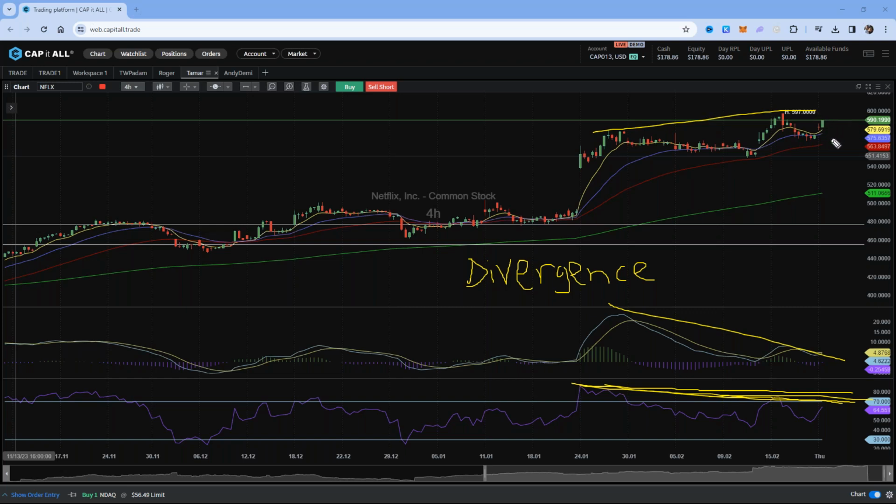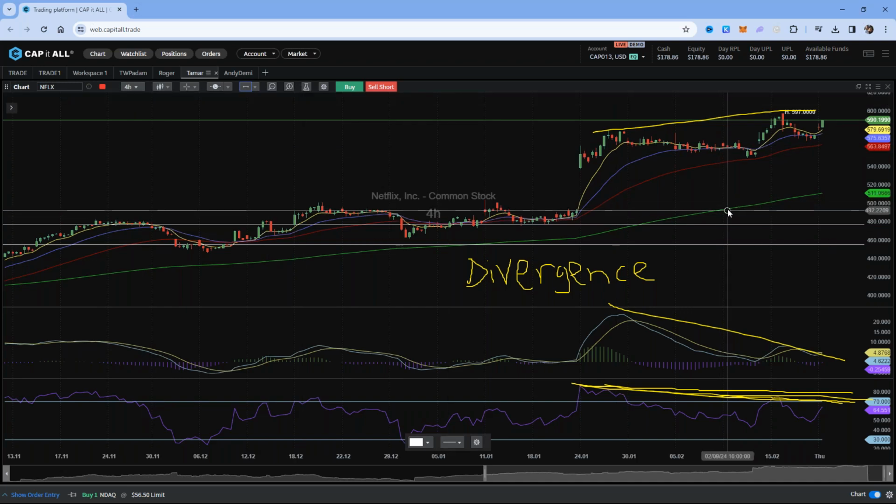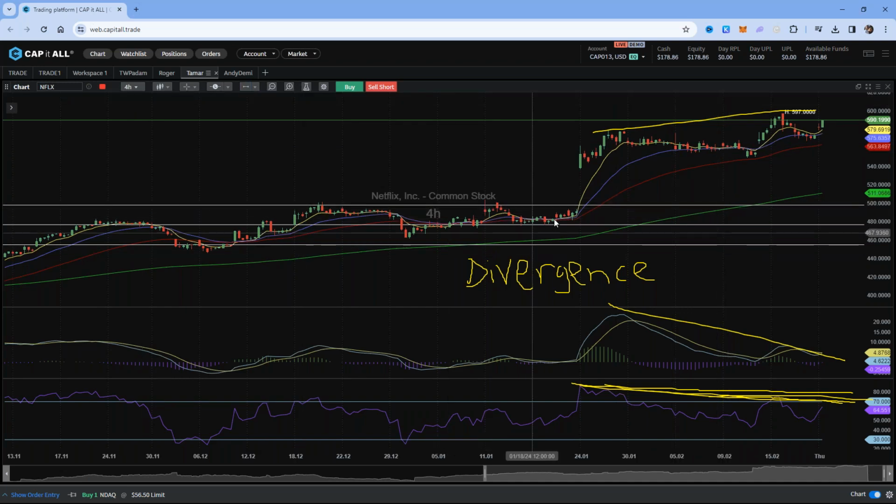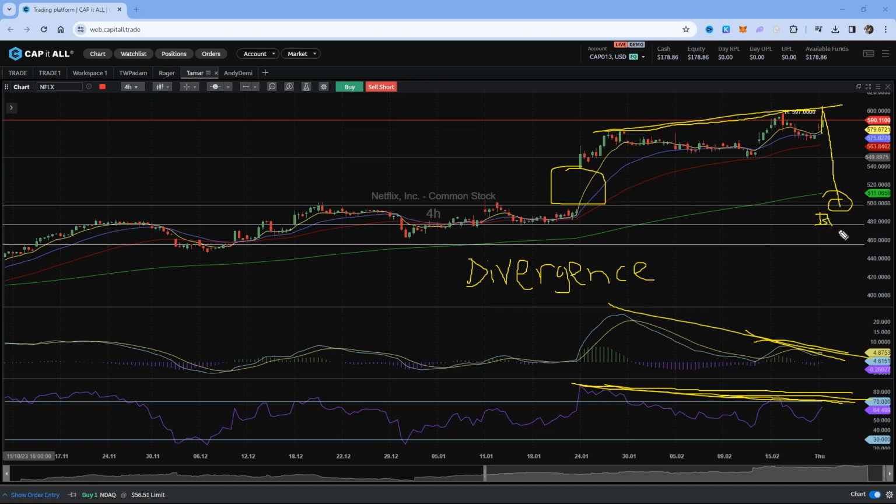I mentioned the 498 or 496, I believe. Let's mark that down. About there. This is a really nice level as well because we actually have this gap that normally likes to get filled. So I would love to see this go a little bit higher, really kick that divergence in again, then fail and then go all the way down here towards 500 or so. And then I think here would be where I would be looking to buy this, around there.